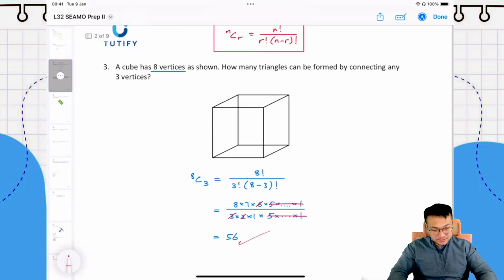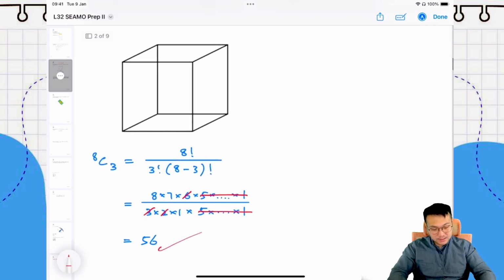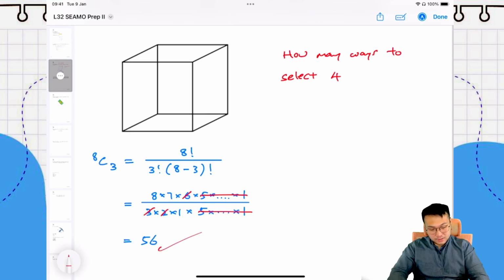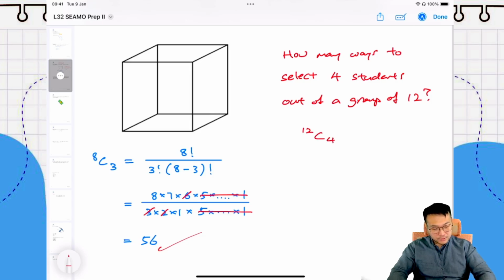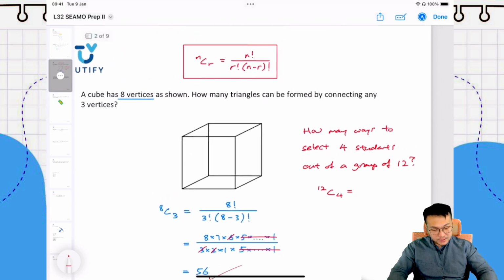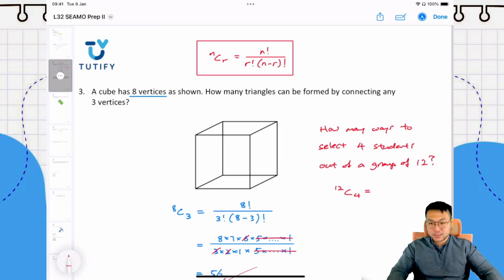Come, let me test you. Don't need to copy, students. I'm going to test you. How many ways are there to select 4 students out of a group of 12? So students, out of 12, you need to choose 4. Follow the formula and can you give me your answer, please? Type your answer in the chat.